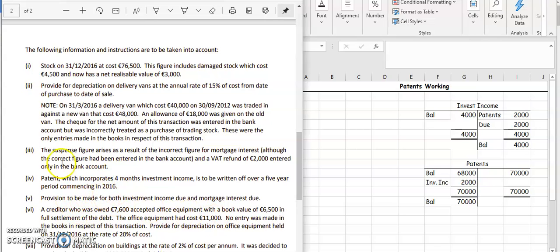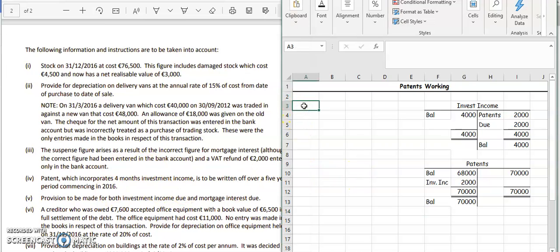commenced in 2016. So it's telling us that our patents are to be reduced each year, and we're going to be reducing for 5 years. So at the end of 5 years, there'll be nothing left in our patent. So first of all, we need to find out the investment income. A couple of adjustments are part of this as well.